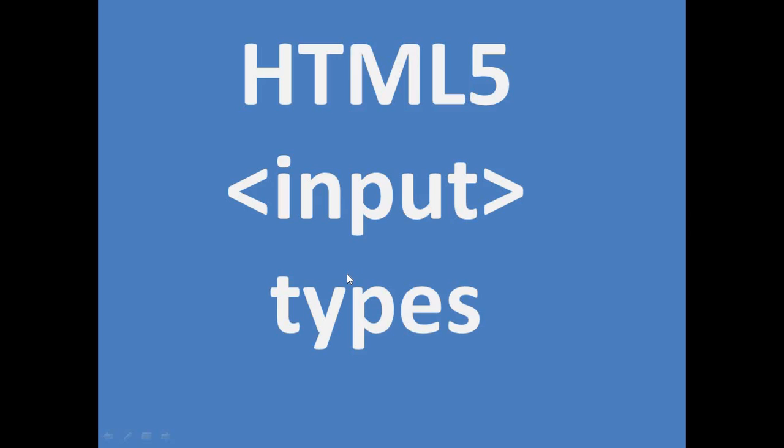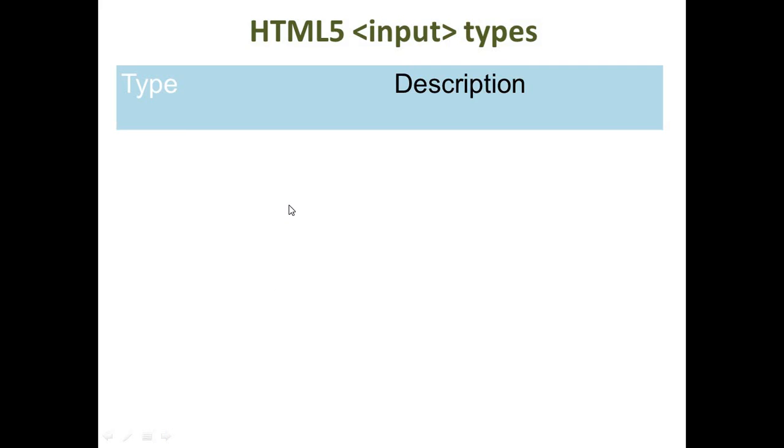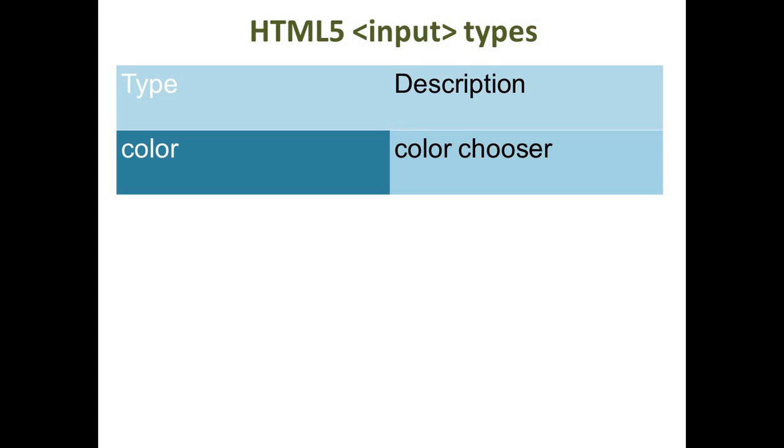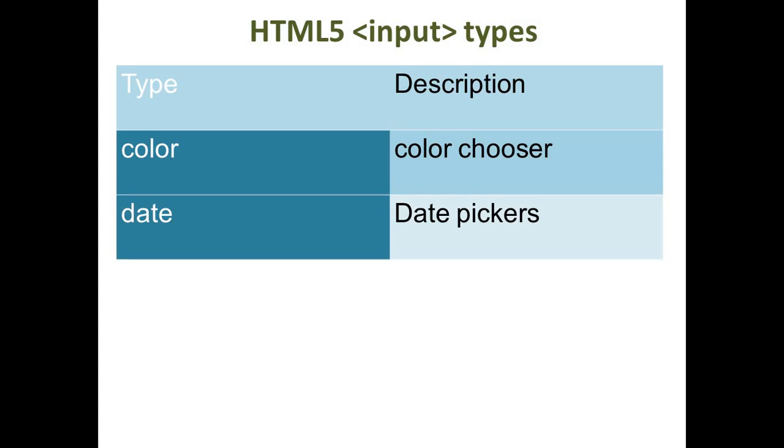Today I will tell you about HTML5 input types. In this one we are discussing the types which are available to us. First one is color, which is used to display the color chooser control. Next one, date, to display the date pickers.